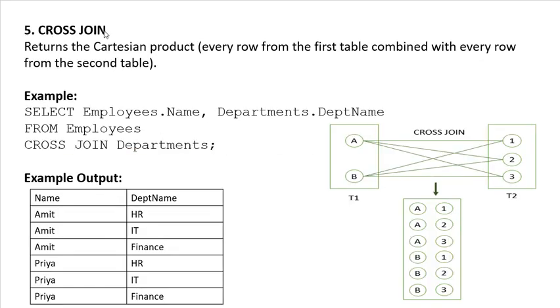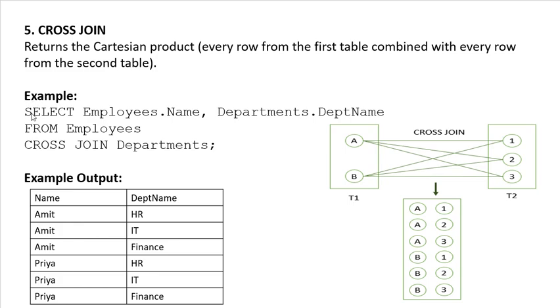And fifth is a cross join. A cross join returns the Cartesian product, where every row from the first table is combined with every row from the second table. This image shows table 1 is data set A and table 2 is data set B. In a cross join, A is joined with the first, second and third, and B is likewise joined with the first, second and third.